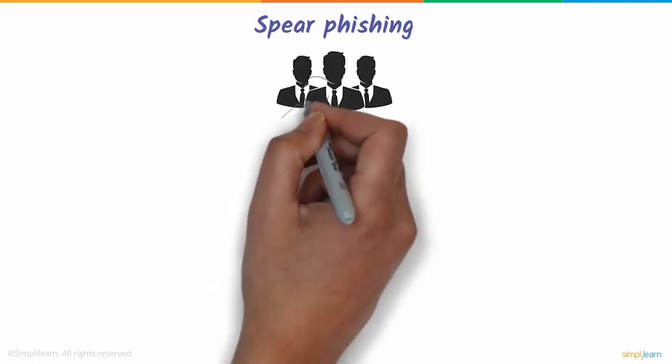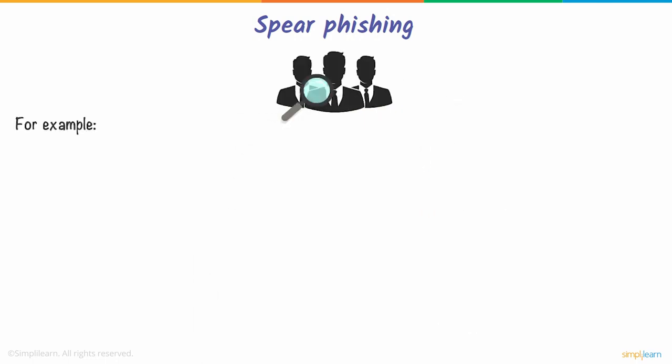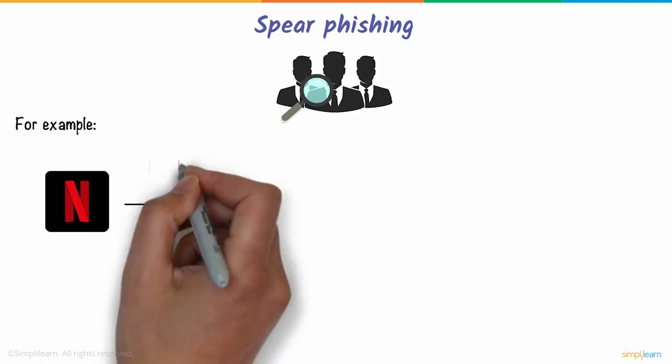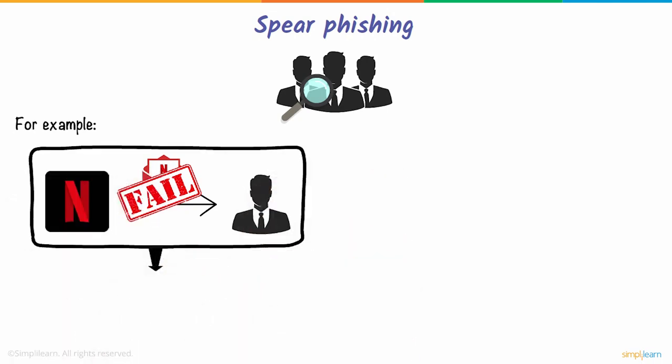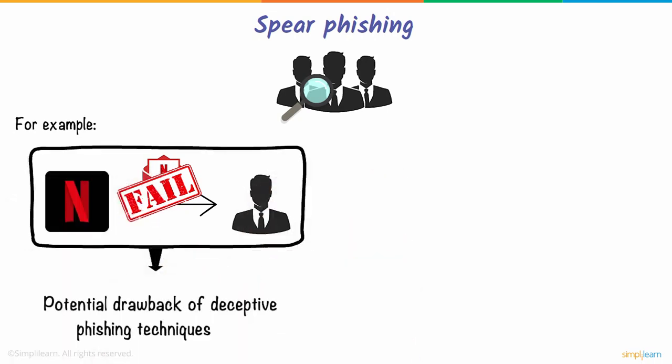The targets are researched before being sent an email. For example, if you never had a Netflix subscription, sending you an email that seems like the Netflix team sent it becomes pointless. This is a potential drawback of deceptive phishing techniques.